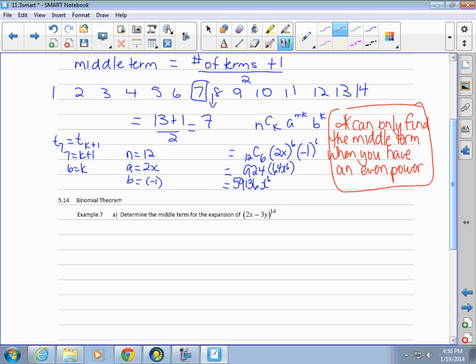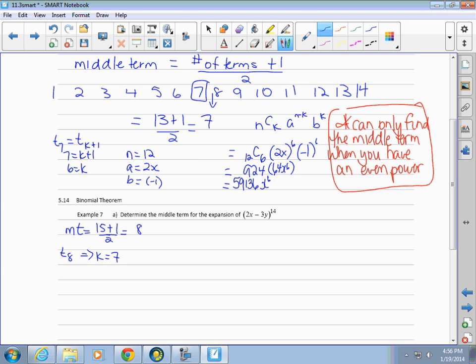So if we determine the middle term of the expansion 2x minus 3y to the power of 14, my n here is 14, so my middle term is going to be 14 plus 1 divided by 2, so that is going to equal 16 divided by 2, which is 8. So I'm looking for my 8th term. That means T8 is what we're looking for, so my k is going to be 7, because it's always one less.